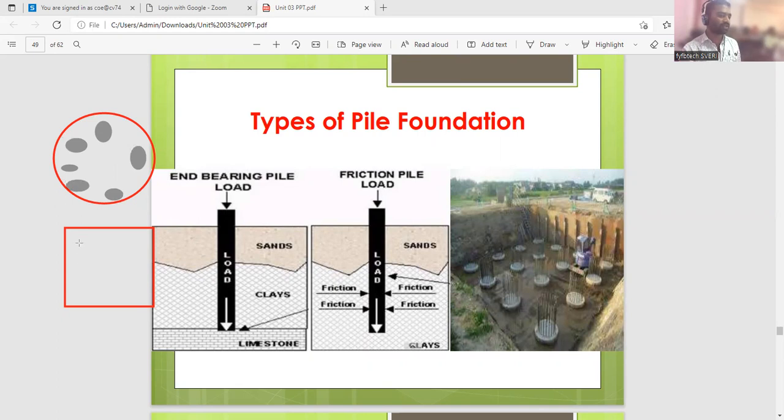Okay, it is 6 for the circular column, whereas for the rectangular or the square column, it is 4. Okay, you have to remember this one.